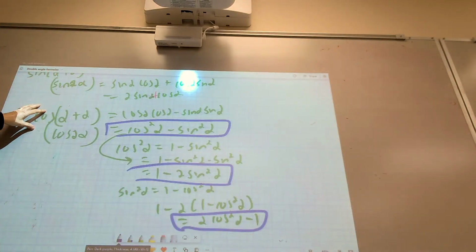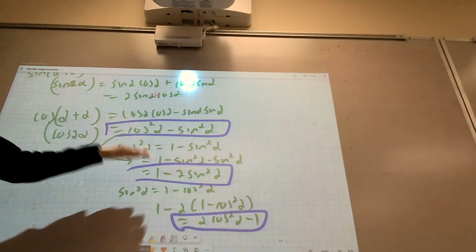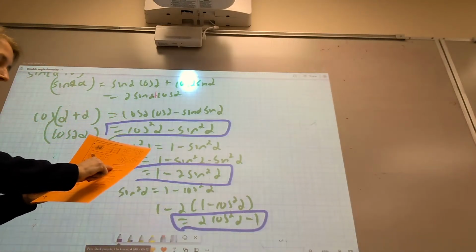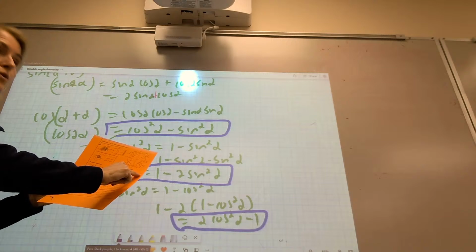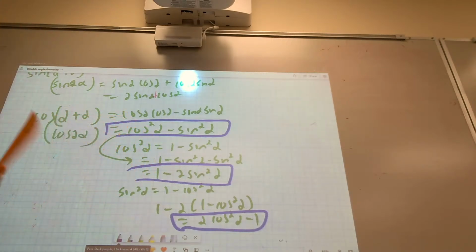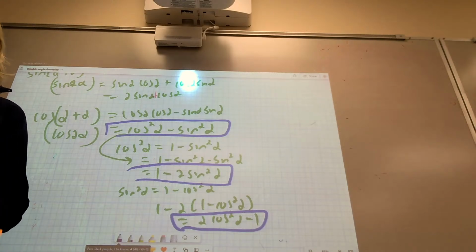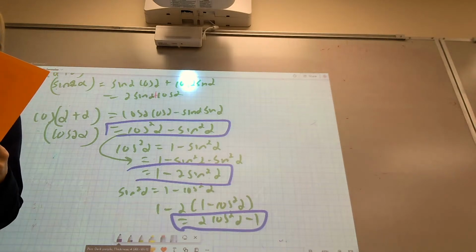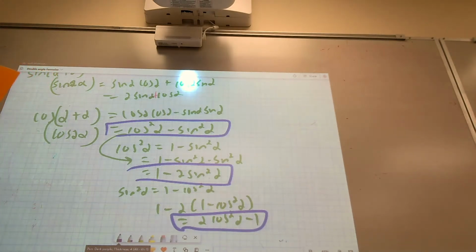So for cosine 2 alpha, I have 3 different identical equations. That is why next to cosine 2 alpha, you have 3 equations. We're only going to use the first one because when you do the first one, you already have your common denominator, so it just simplifies the math. You don't have to get your common denominator afterwards, you already have it. So those are 3 equations for cosine of twice the alpha.